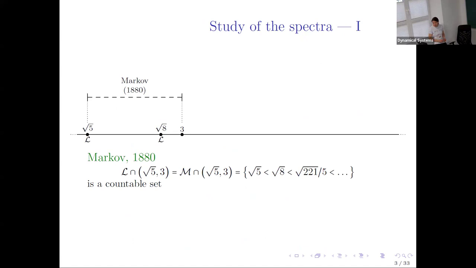So here is a little bit of history of the subject. The first result is by Markov, which tells us that in the beginning, at least in the interval before three, the Lagrange and Markov spectra are discrete and they are actually quadratic irrationals. This is a set of a sequence accumulating to three, and it is a set, if you like, of measure zero. All of them, this is a countable set.